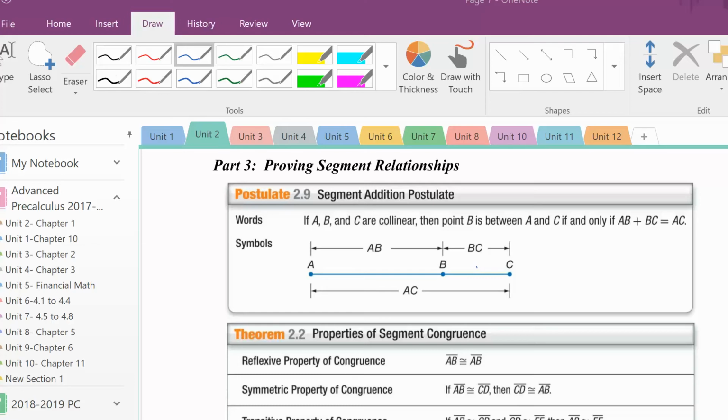So the first postulate that we want to talk about is what's called the segment addition postulate. That's basically when you have three collinear points and a point between those two. So notice that part of the whole segment plus the other part is equal to the whole thing. So whenever you think segment addition postulate, it's part plus part equals the whole thing.